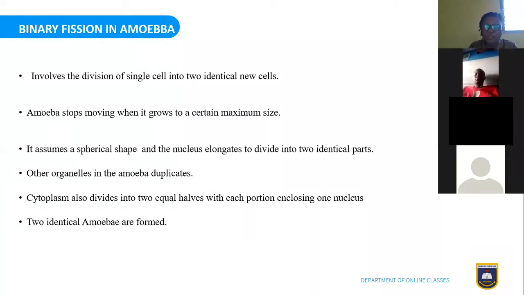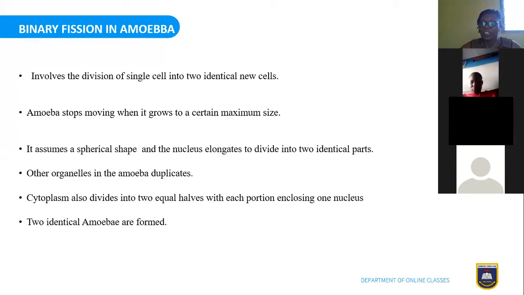So in every cycle of division, these two processes must take place. Karyo should take place. Cyto should also what? Take place. So now in binary fission, when the amoeba grows to a certain size, it stops. And this parent amoeba will change its form to become something like a sphere. It's very unfortunate I'm not able to play the video for you, but I'll share the video on the Google Classroom so that you can really appreciate what I am saying. So the parent amoeba attains a spherical shape, or let me say it elongates, the nucleus becomes longer, it elongates itself.